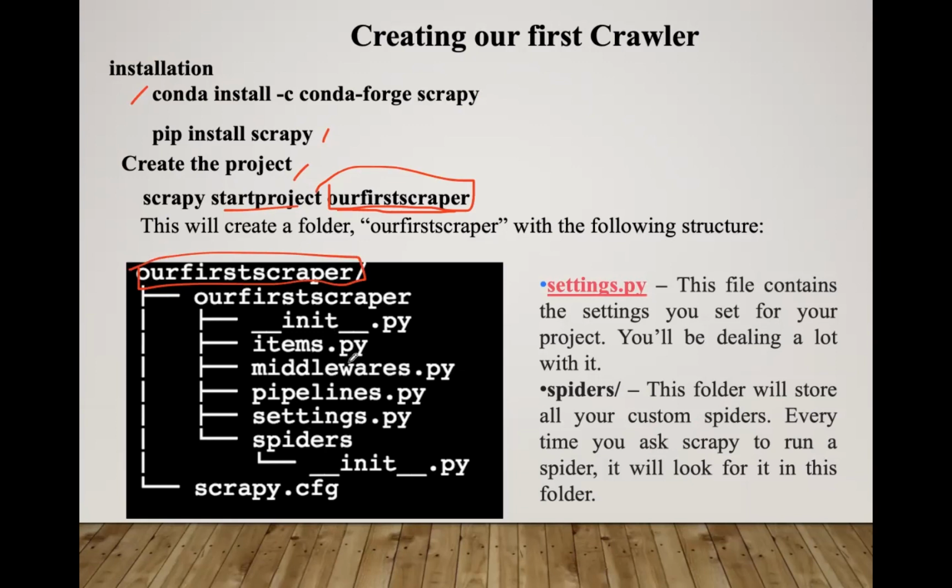Here you can find two most important files: one is settings.py and the other is the spiders folder. This settings.py contains all the settings that you need to set for your project. And remember that your custom spiders should be placed inside the spiders folder. This folder is used to store the custom spiders. Every time you ask Scrapy to run a spider, it will look in this folder. For that reason, we have a folder to store all the custom spiders.